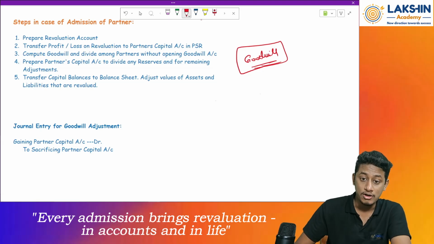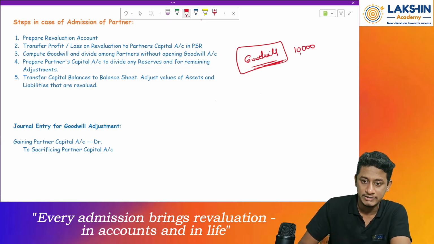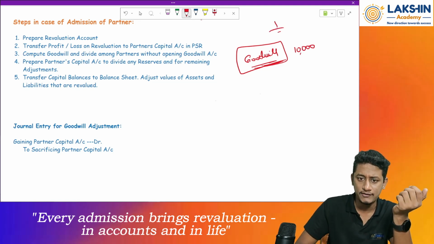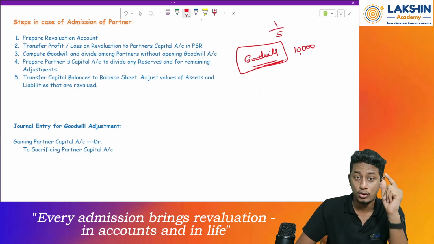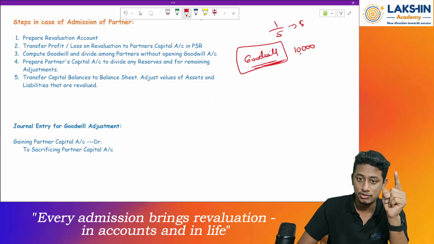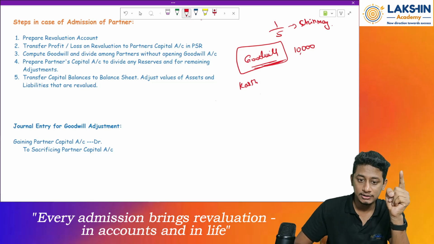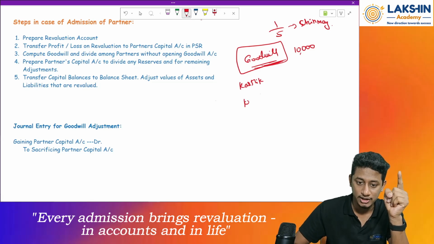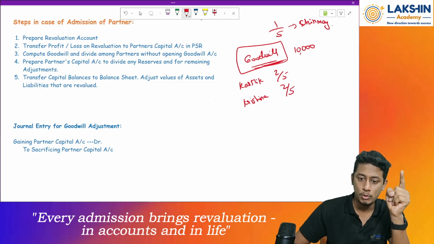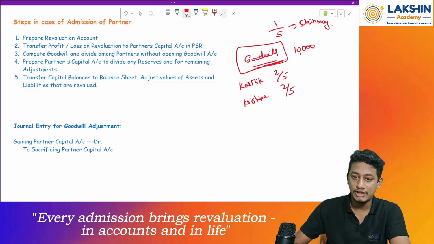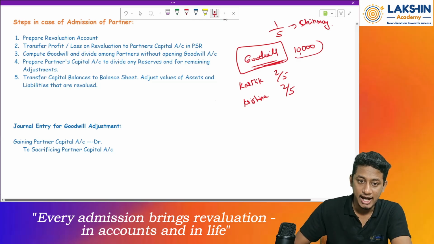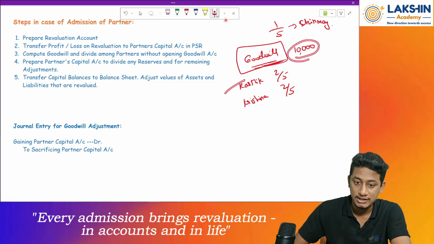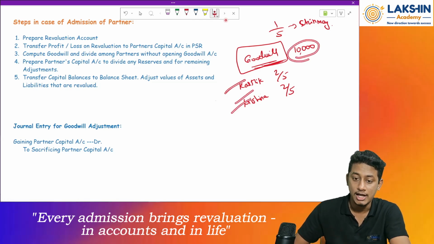Okay. So now this has to be divided between the partners, right? Let us say Chinmay has brought in 10,000 rupees as goodwill, for 1/5 of the share. This is the new share of Chinmay. And Karthik's new share and Krishna's new share is, let's say, 2 by 5 each. Clear? Okay. Now I need to divide this 10,000 among Karthik and Krishna. So how to divide it?